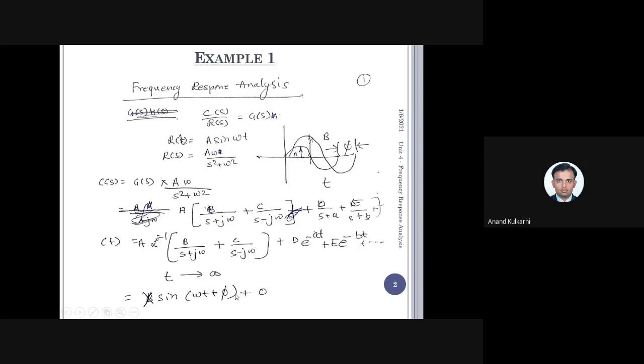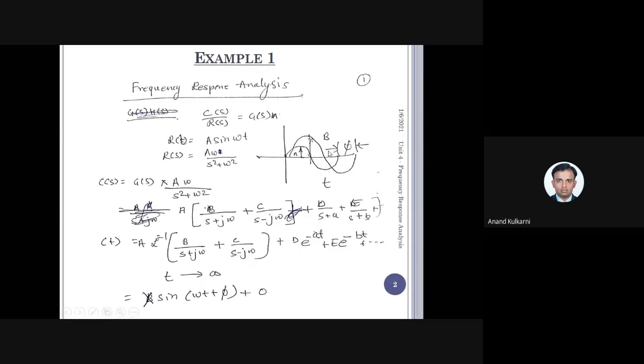That means when any given system is subjected to a sinusoidal input, output is also a sinusoidal output. Output is also a sine wave. Only thing, its amplitude will either increase or decrease depending on the values of these partial fractions, and frequency will not change. Frequency will remain the same. What will change is either phase lag or phase lead will be there. That means the output wave which is shown here either lags the input or leads the input by angle phi.